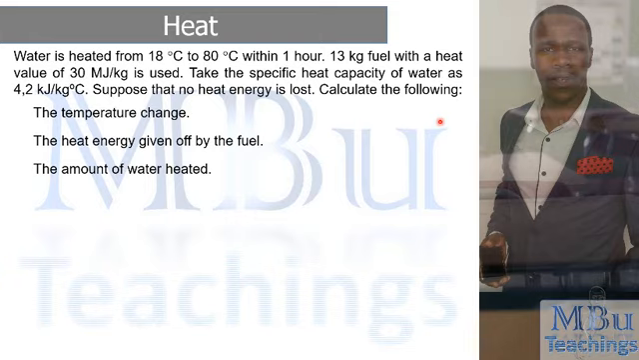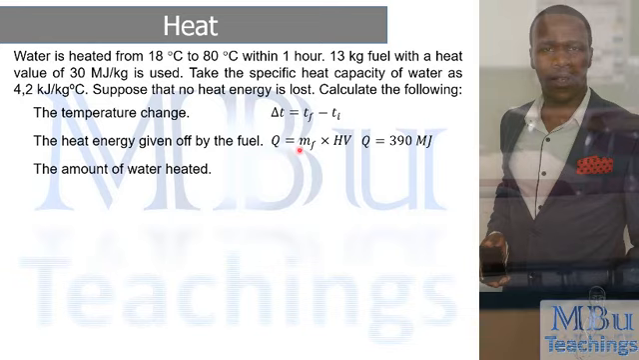That's quite easy. I mean 80 minus 18, that will be the temperature change. So it's 62. Alright, then what about the heat energy that is given off? We have this formula for heat energy. This is Q. Q will be heat, so Q is equal to mF times HV. So mF means the mass of fuel times HV means the heat value.